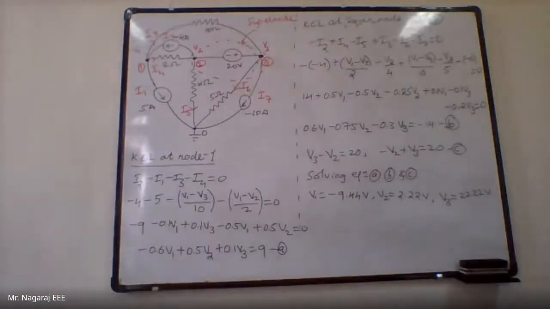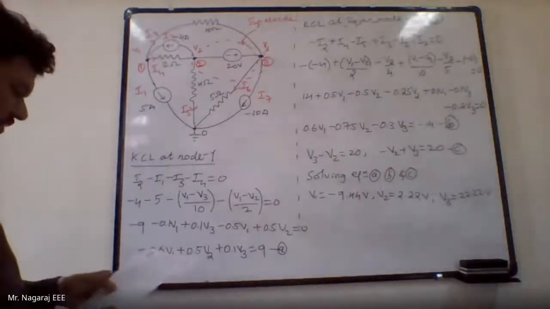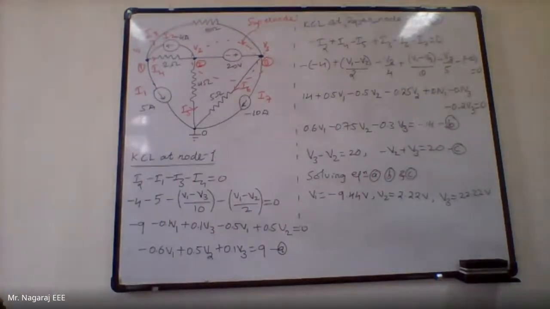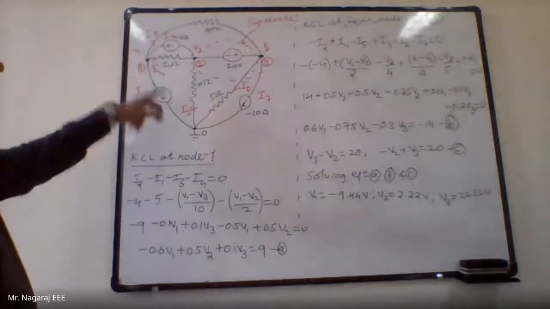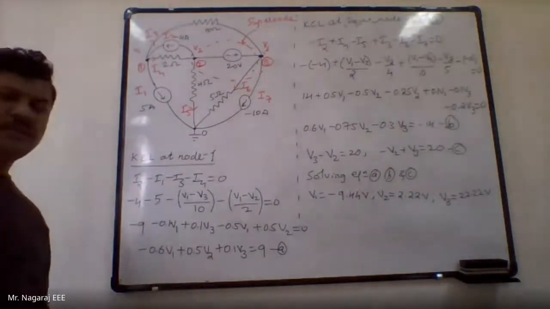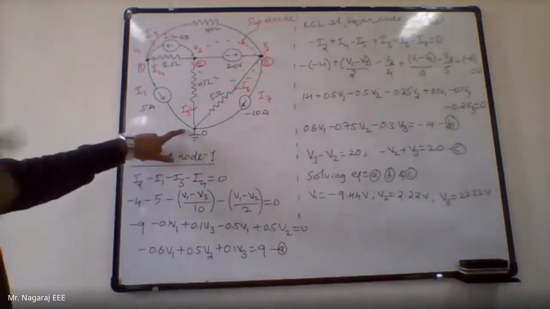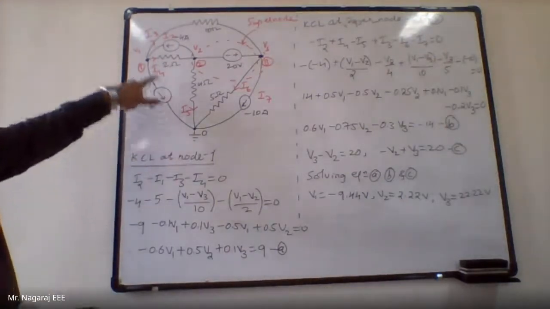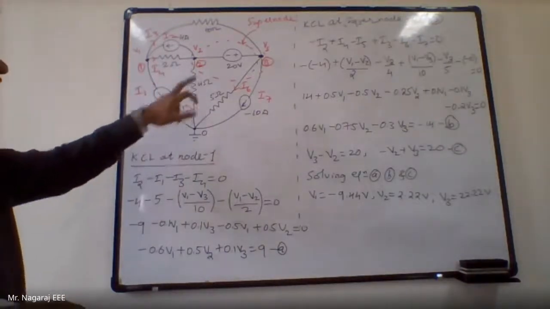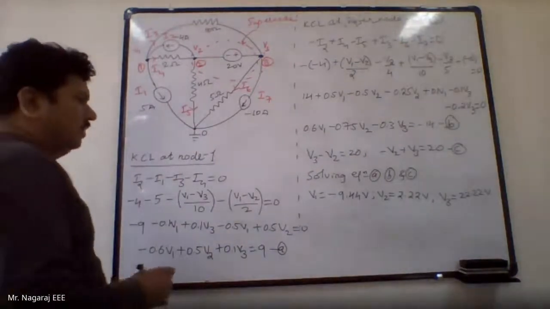You can cross check this. So these are the three node voltages. V1 is negative. What does it mean? The potential of V1 is lesser than the ground potential. So the reference node is at higher potential compared to V1. Whereas V2 is at higher potential with respect to the reference node, and V3 is at higher potential with respect to the reference node.